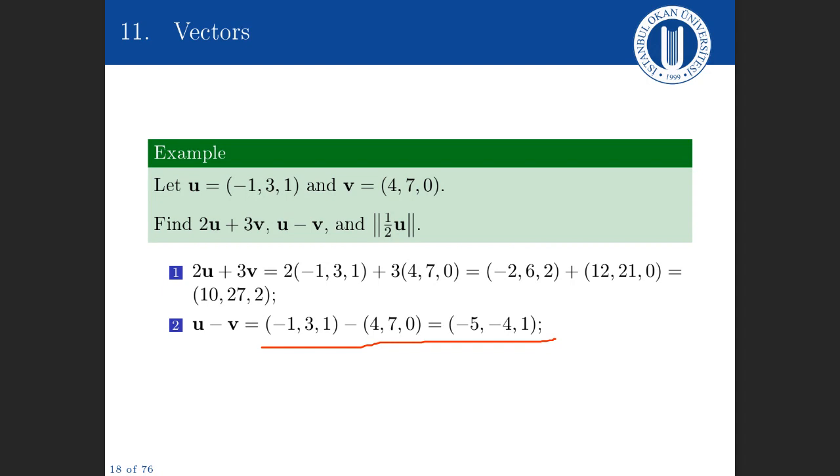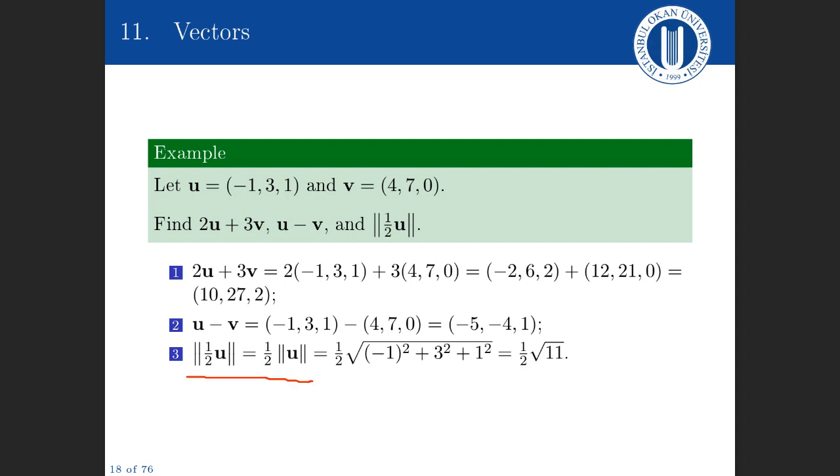And then thirdly, we're asked to calculate the norm of a half u. I'm going to use the previous calculation that we did because the norm of a half u is equal to the absolute value of a half multiplied by the norm of u. But a half is a positive number, so the absolute value of a half is just a half. So that's a half multiplied by the norm of u. For the norm of u, we use our formula, square root of u1 squared plus u2 squared plus u3 squared. I will leave it for you to check that this is a half multiplied by the square root of 11.